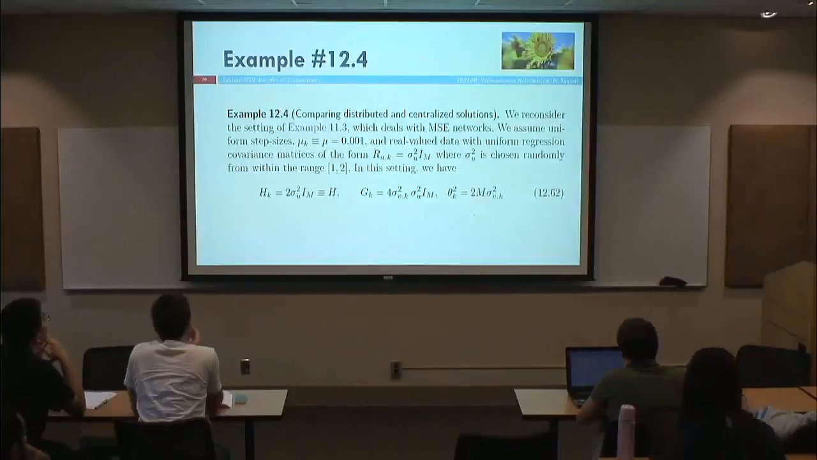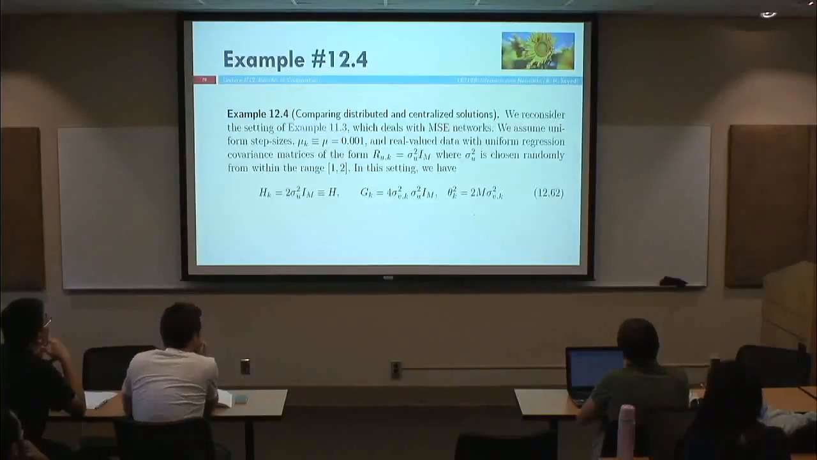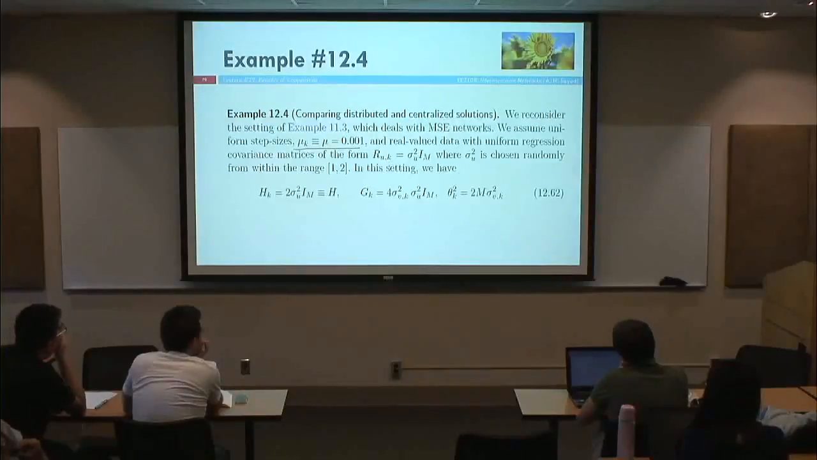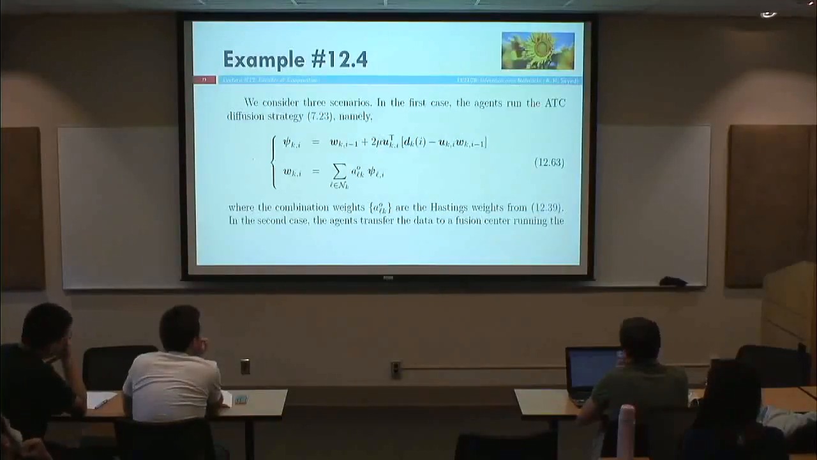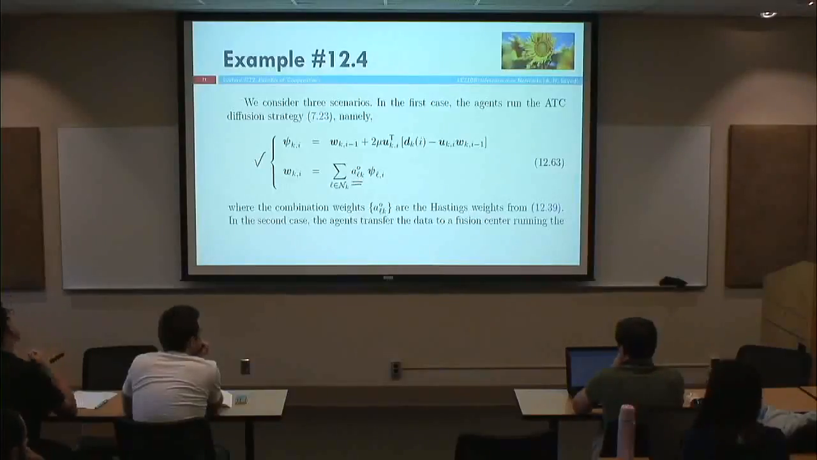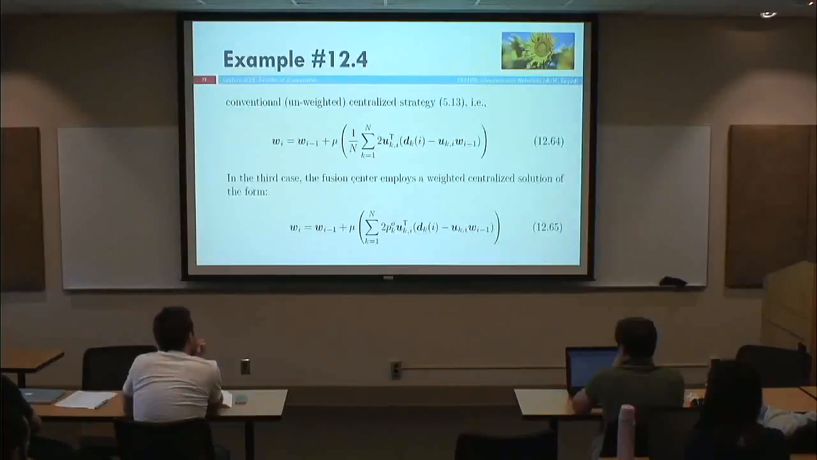And then I have a simulation here just to show you that this is indeed possible. Okay, so this is the step size. Uniform H, this is G, this is theta. What I'm doing here, I'm running now 3 algorithms. Diffusion, using the optimal A's. So this will be the best network you can get in this case. The usual centralized solution, and the weighted centralized solution with the optimal weight.